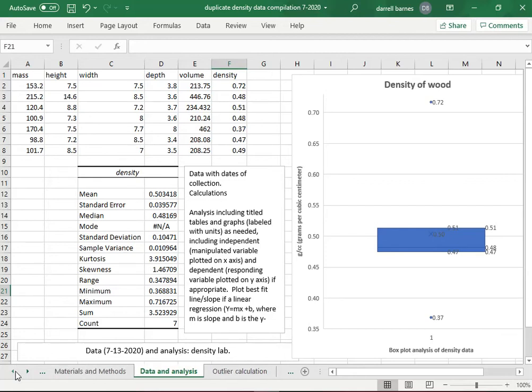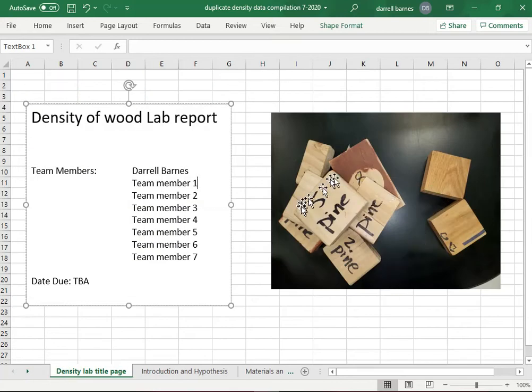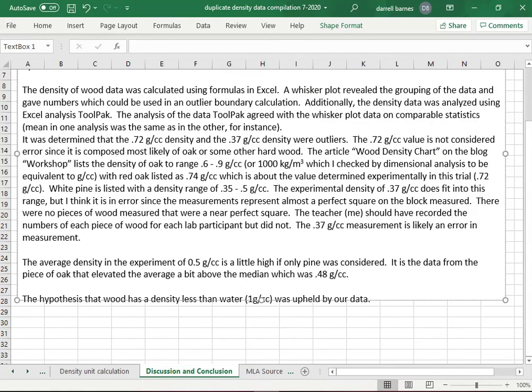And if you look back at the blocks, there is not a perfect square in this picture. These are all cut 2x4s, and these are thin as well. There was not anything that was a square. So I was trying to clarify over here in the discussion. I was trying to explain that there were no pieces of wood measured that were a near perfect square.